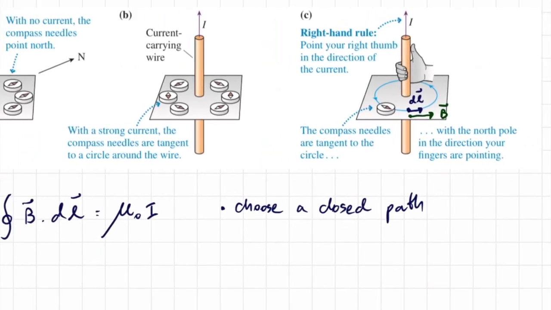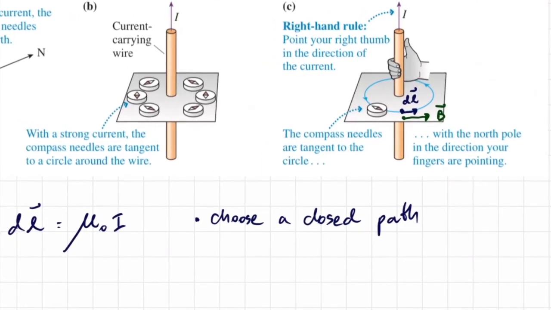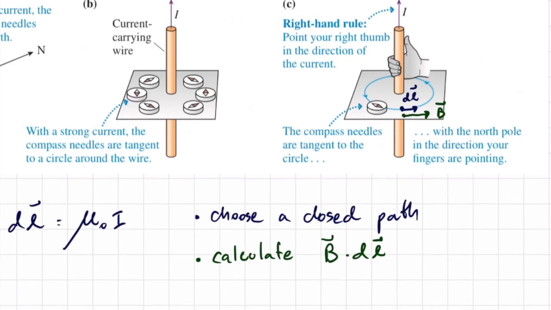That's going to be important because at every point you need to calculate a dot product between the magnetic field and the small displacement dl. Only during that small displacement you need to calculate this dot product. In our particular example here, they point in the same direction.